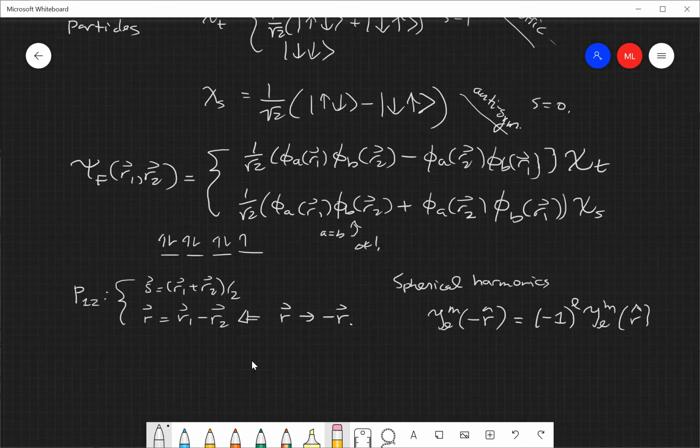So it means that if your electrons or spin 1/2 particles are in a singlet state, so if you are in one of these spin singlet states, then the only contributions to the orbital angular momentum must come from even L.